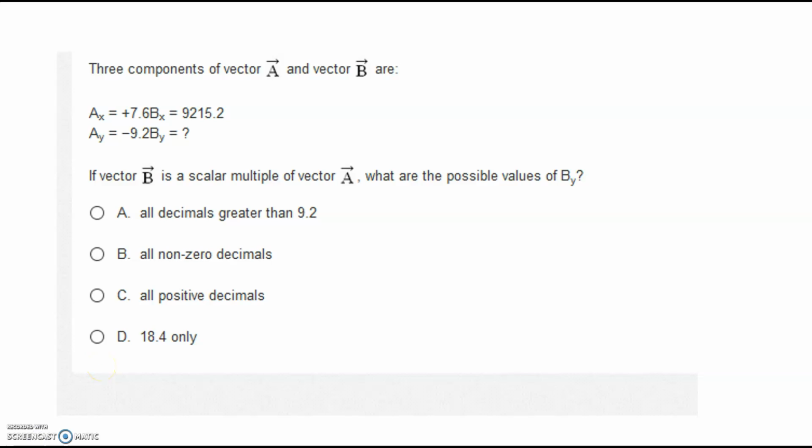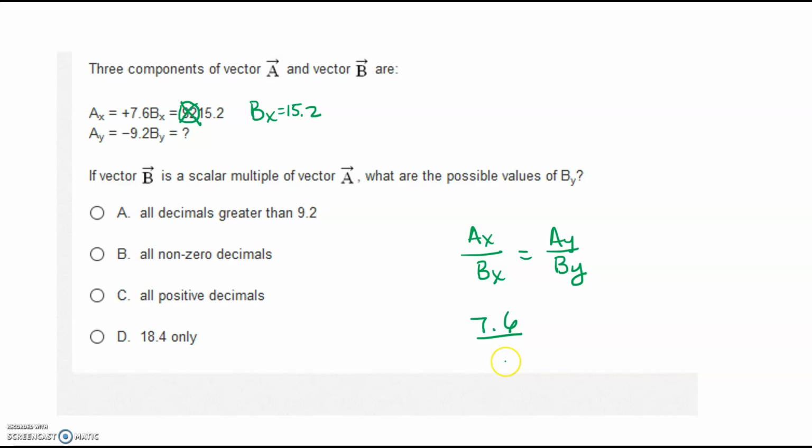All right, number 2. So what I ascertained about number 2 is there's a problem. BX is supposed to be 15.2. So that's an issue. If BX is 15.2, you can go ahead and set up a proportion where you have AX over BX is equal to AY over BY, since the only difference between A and B is a scalar multiple.